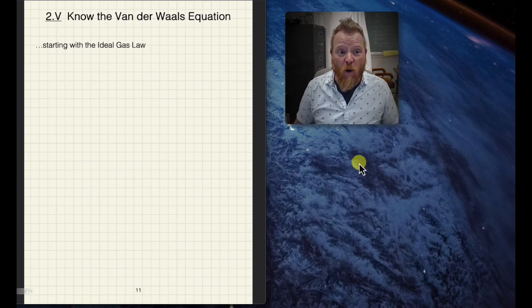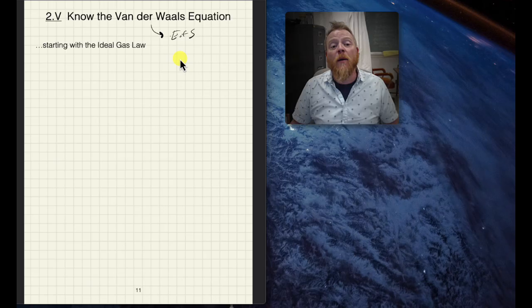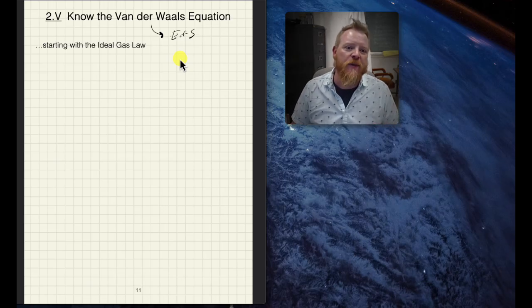So the van der Waals is an equation of state. Okay, so I'm just going to write equation of state. And it's an equation of state that can be used to describe real gas behavior. And I really like it because it just builds right off of the ideal gas equation.